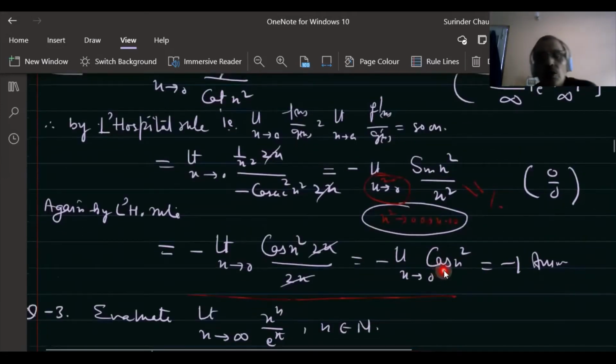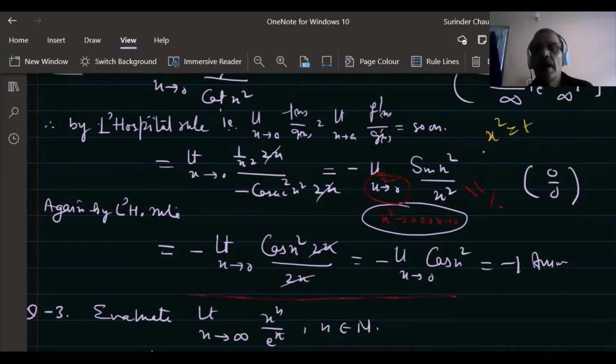Or we can solve it otherwise. This is 0, or we can apply the formula here. No, we can't apply the formula directly, but we can apply it by substitution. If we put x square equal to t, then as x approaches 0, t approaches 0. This limit t approaches 0 of sin t upon t should come, and my sin is the same.